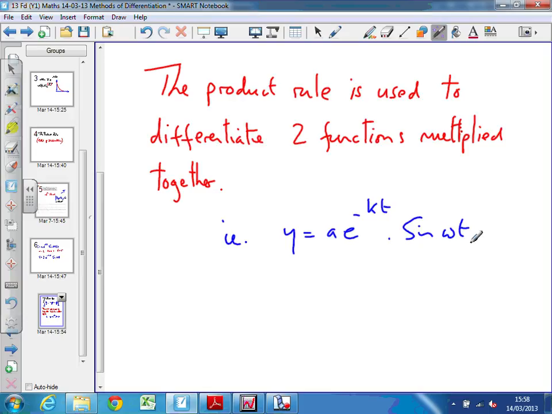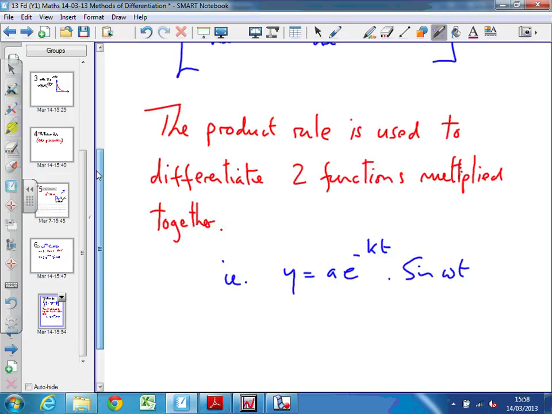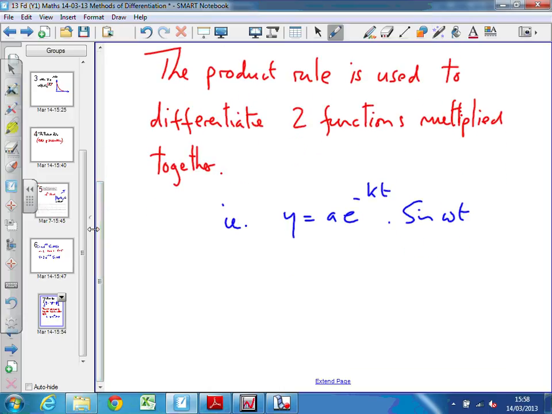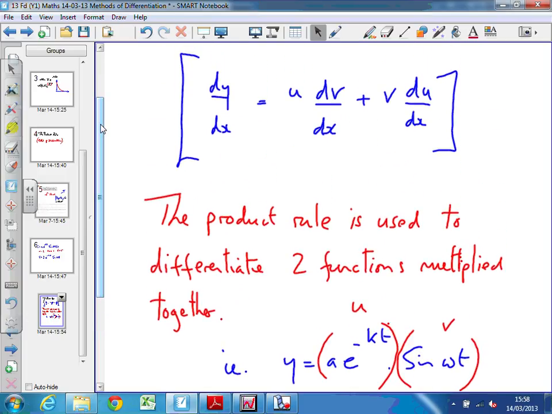In words, the product rule says if we let u equal the first bit, so what are u and v? U is the first part of the function, v is the second part. So that's what u and v are. And what the rule is saying, if we look back at the rule, is that the differential is u, the first part of the function, times the differential of the second, plus the second part of it, times the differential of the first. That's all it's saying. So it's worth writing it in words.